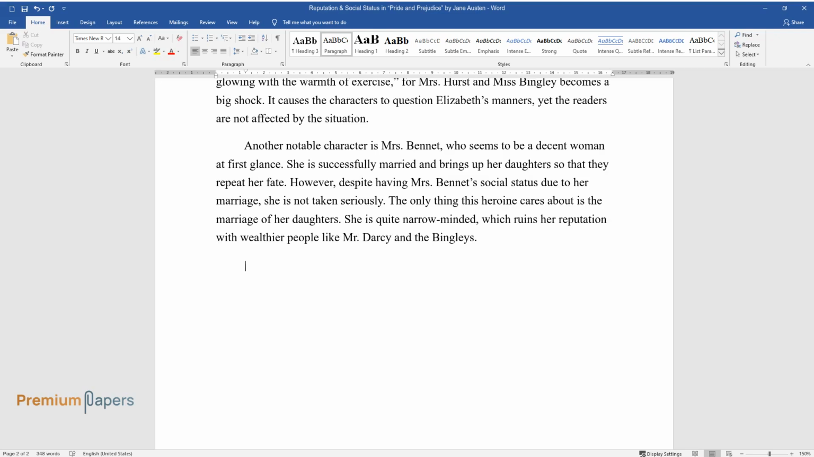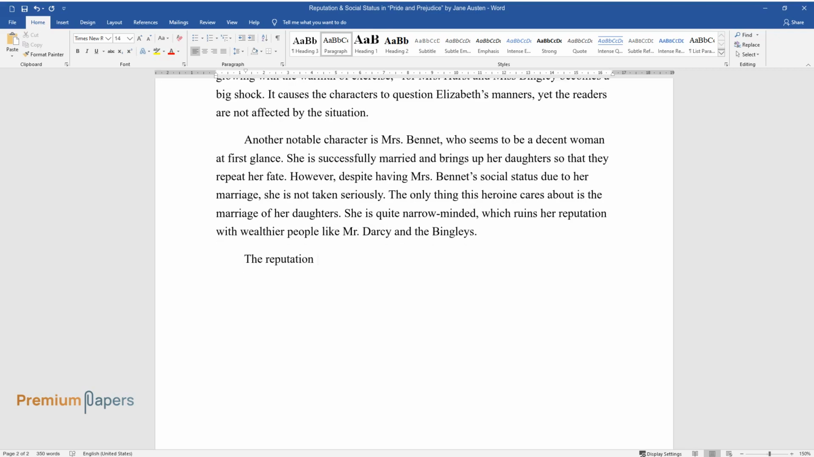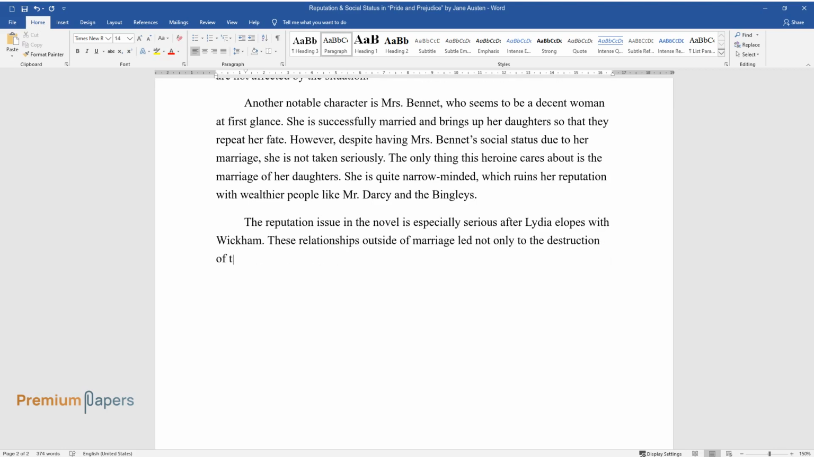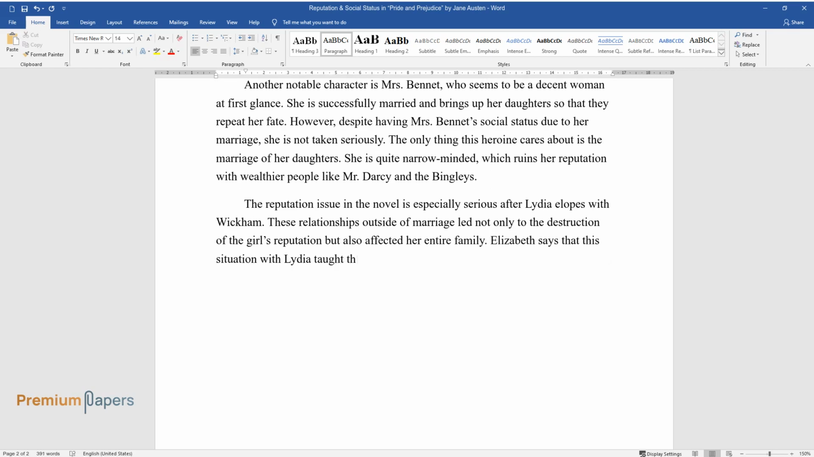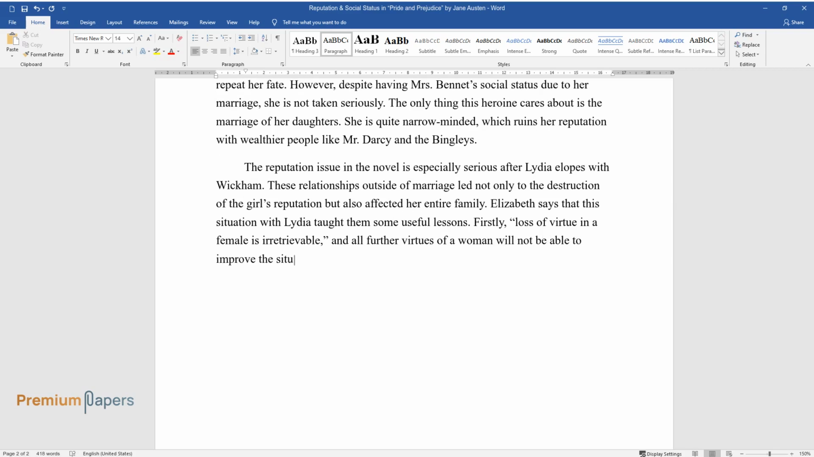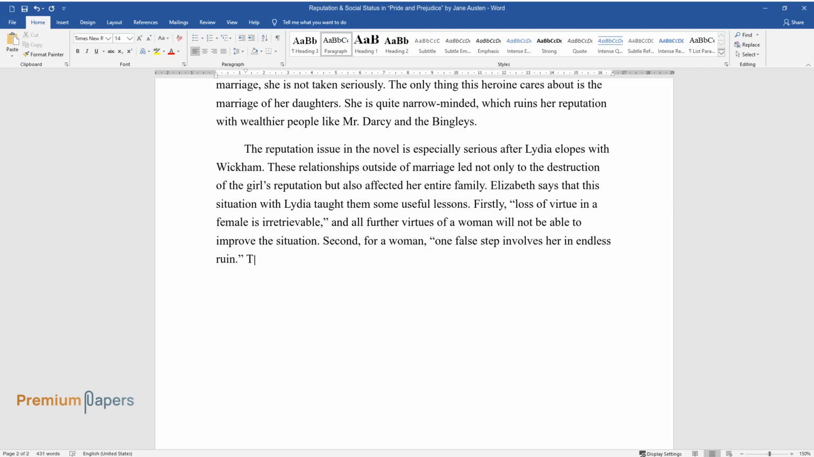The reputation issue in the novel is especially serious after Lydia elopes with Wickham. These relationships outside of marriage led not only to the destruction of the girl's reputation but also affected her entire family. Elizabeth says that this situation with Lydia taught them some useful lessons. Firstly, loss of virtue in a female is irretrievable, and all further virtues of a woman will not be able to improve the situation. Second, for a woman, one false step involves her in endless ruin.